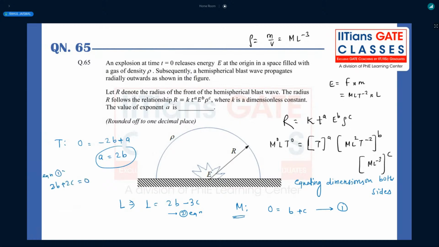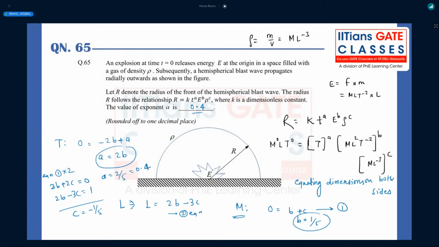Equation number 1, if I multiply by 2, I will get 2B plus 2C equal to 0, and the other is 2B minus 3C equal to 1. If you subtract equation number 1 multiplied by 2 minus equation number 2, you will get C equal to minus 1 upon 5. If you get the C value, what is the B value? 1 upon 5. Once you get the B value, what is the A value? 2 by 5, that is 0.4. And that is what they have framed.